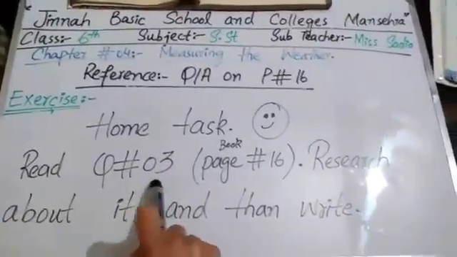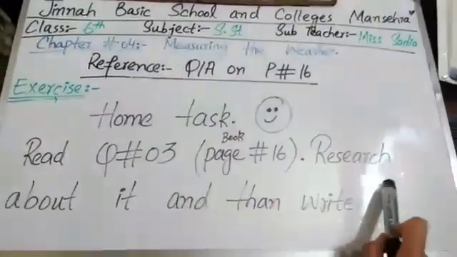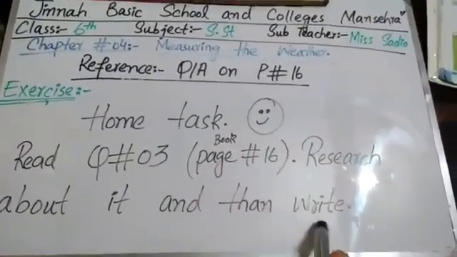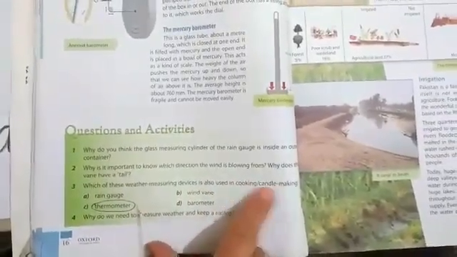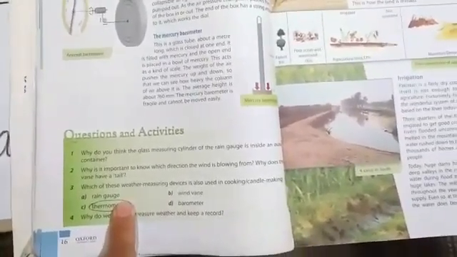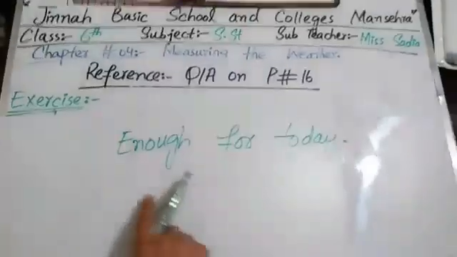Okay, now time for the home task. You will read question C, page number 16 of your book. You will research about it and then you will write the answer. So the question is, which of these measuring weather devices is also used in cooking or candle making? Rain gauge, wind vane, thermometer, barometer. Now you will research about it, you will find a lot about it and then you will give the answer in your neat notebooks.